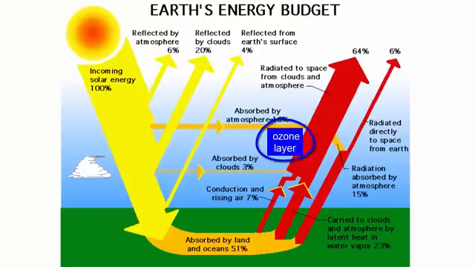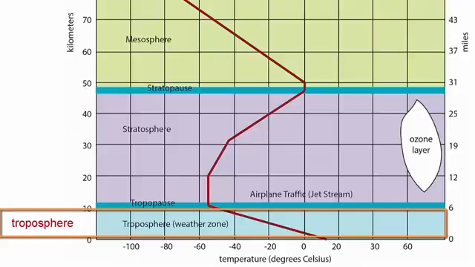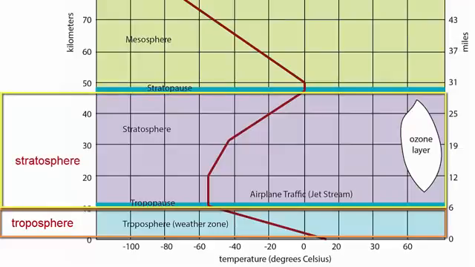Now let's return to the ozone layer, a major absorber of solar UV radiation. We call the lowest layer of Earth's atmosphere, where all weather occurs, the troposphere. The layer above it is called the stratosphere. The ozone layer resides in the stratosphere. You'll notice that as we move from Earth's surface upward, the temperature drops to a low at the top of the troposphere of about -55 degrees Celsius.